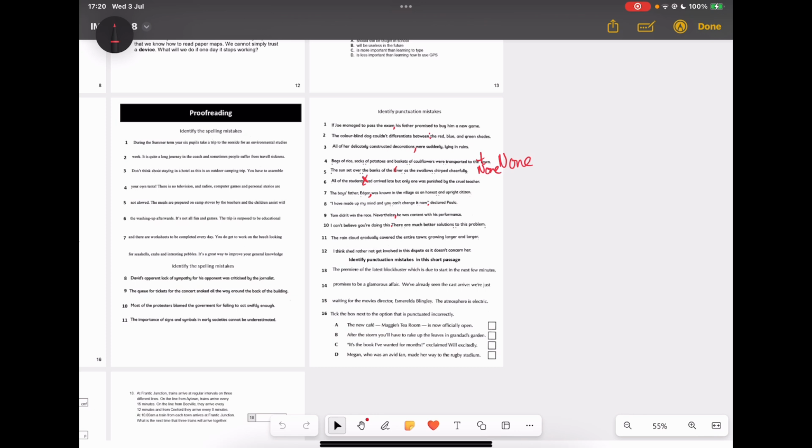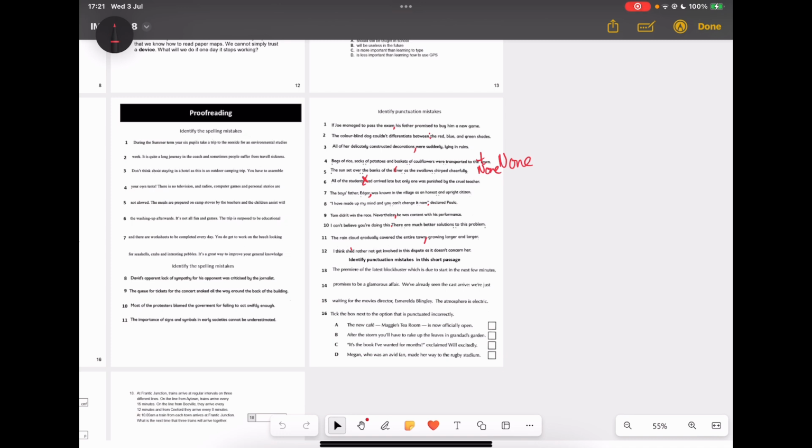11. The rain cloud gradually covered the entire town, growing larger and larger. This one gradually covered the entire town, growing larger and larger. It should be a comma here instead. I think that should have an apostrophe: rather not get involved in this dispute as it doesn't concern her.